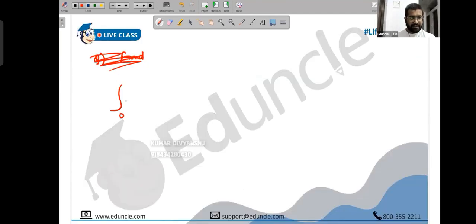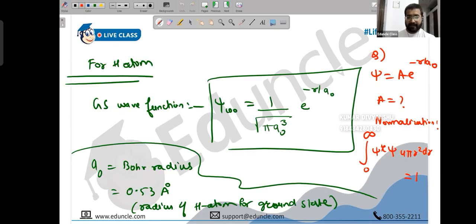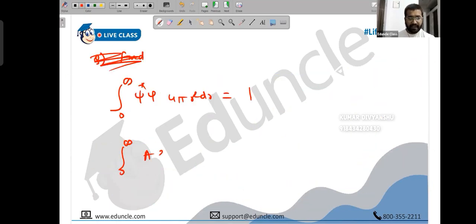Let's do this. So we have the integral from 0 to infinity of psi star psi 4 pi r square dr, which equals 1. This goes from 0 to infinity. What is psi? Psi is A e raised to minus r upon a naught. Psi star is also A e raised to minus r upon a naught because there is no complex term. So it's fine. 4 pi r square dr.